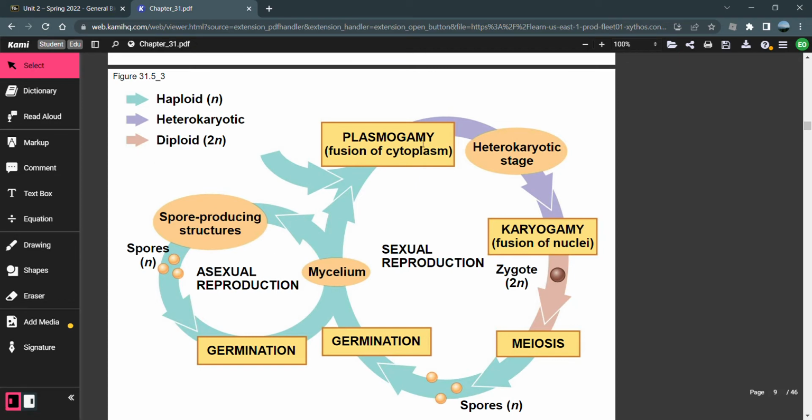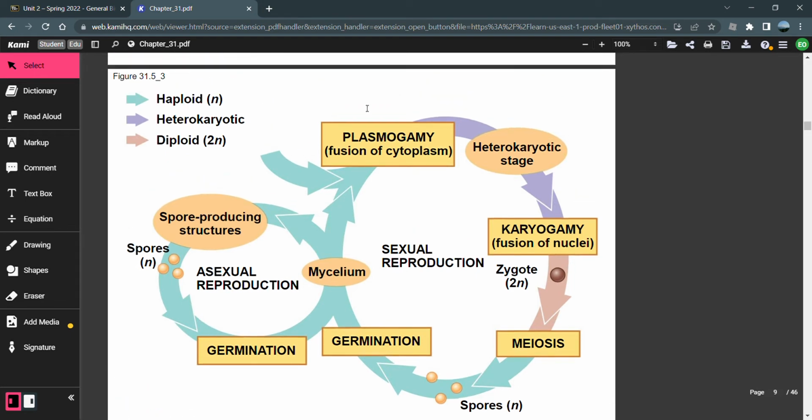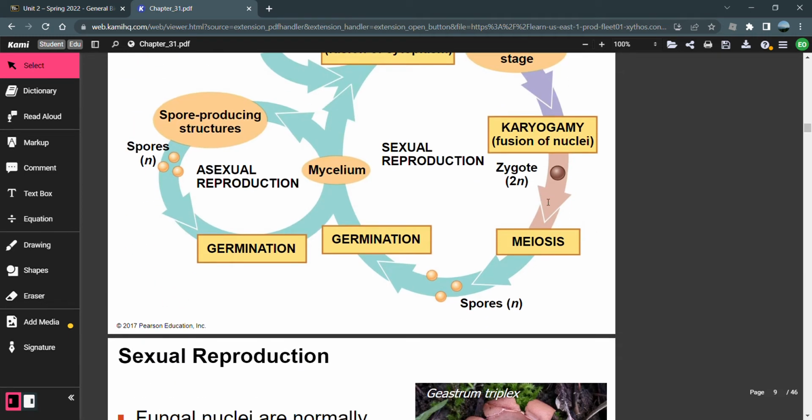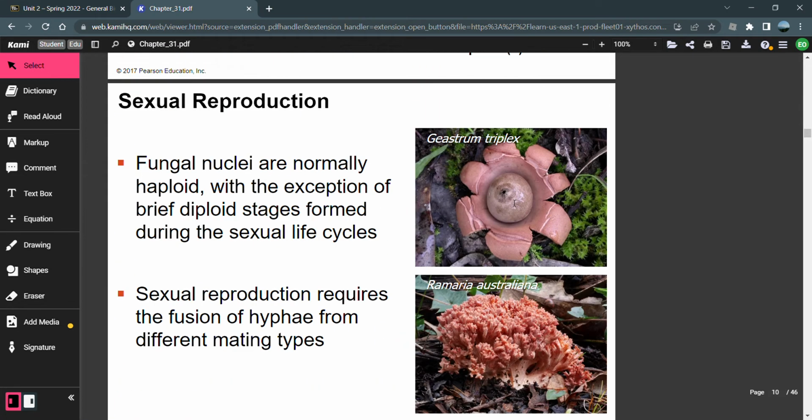So here is a very simplified version of fungi reproducing. Here it is, plasmogamy. Plasmogamy is the fusion of the cytoplasm. The dikaryotic stage is when two different nuclei are in the same cytoplasm but have not yet fused. Karyogamy is where both nuclei fuse and become a zygote. The diploid state is short-lived in fungi, and it immediately goes through meiosis, creating more spores that germinate. It either goes through asexual reproduction or sexual reproduction.